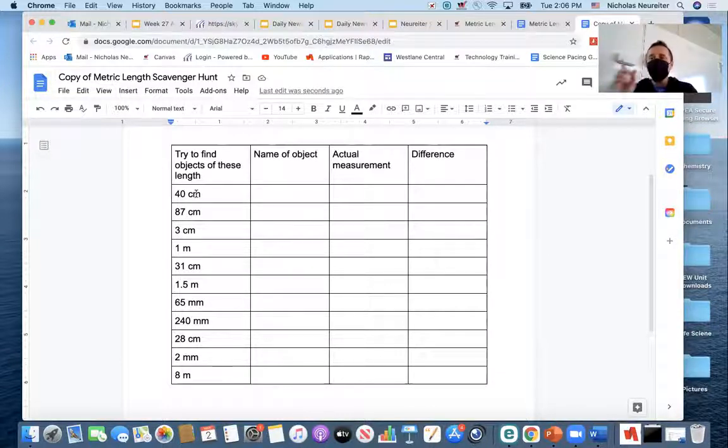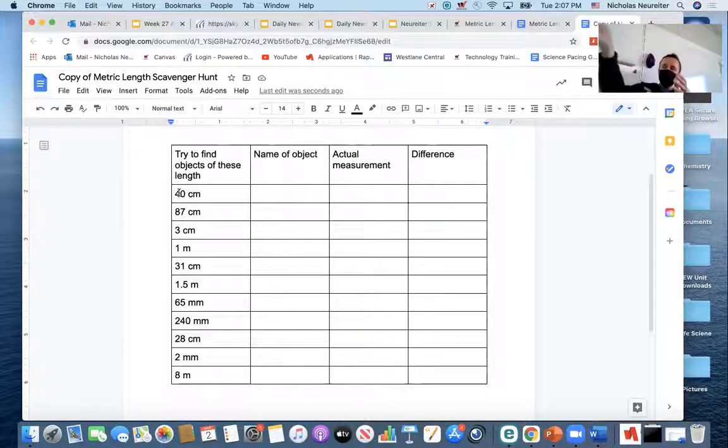So you have to read carefully, because not all of these are in centimeters. What you're going to do for this one is, the first one here says, try to find objects of these lengths. So the first one says 40 centimeters. If you think about a typical ruler is about 30, okay? So just imagine, we're just estimating. So it doesn't have to be perfect. Just imagine a ruler in your hand and add 10 centimeters to it, okay? And you want to find an object that is, say, 40 centimeters.